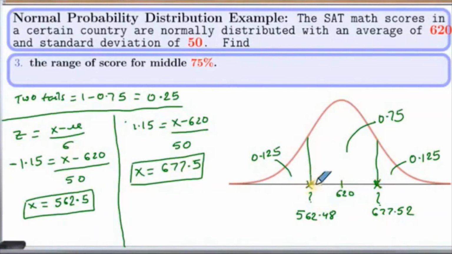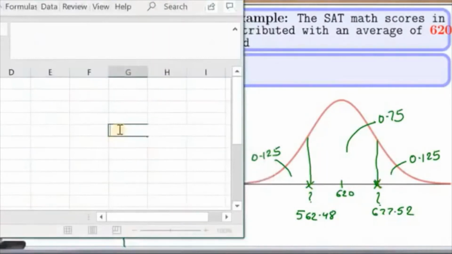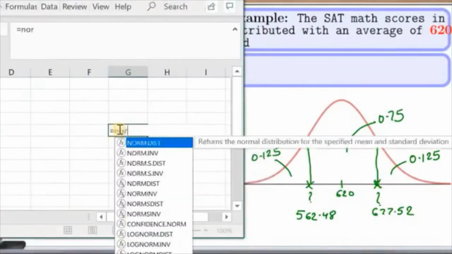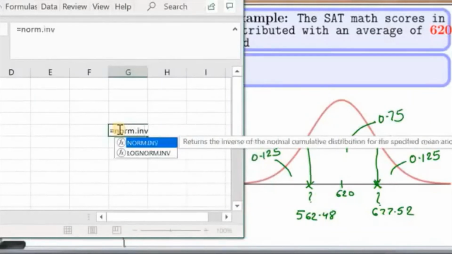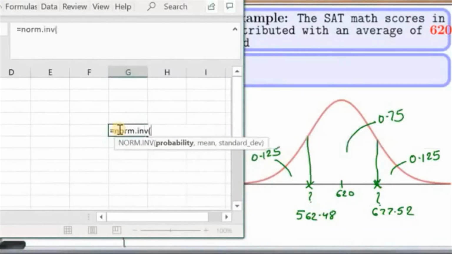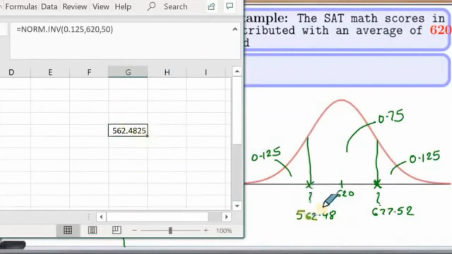Now, let me show you how to find these two numbers using Excel. So, let me pull up the Excel on the screen. For that, type in equals, then type in norm.inv. Then put your parentheses, and it takes area to the left since we are trying to find this point here, and we know the area to the left of this point here is 0.125. So that's what we'll type, 0.125. Then the mean is 620 and the standard deviation is 50. Then let's close our parentheses, then hit enter. This is exactly the same as what I got here using the calculator.